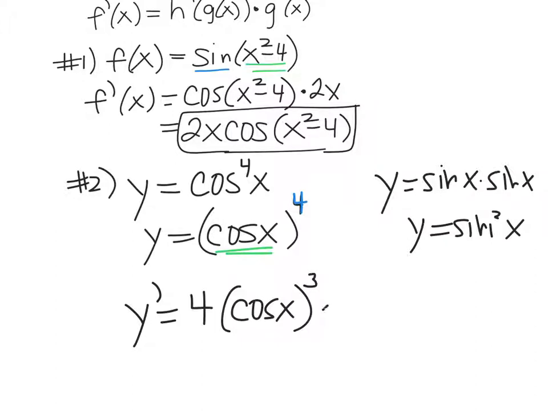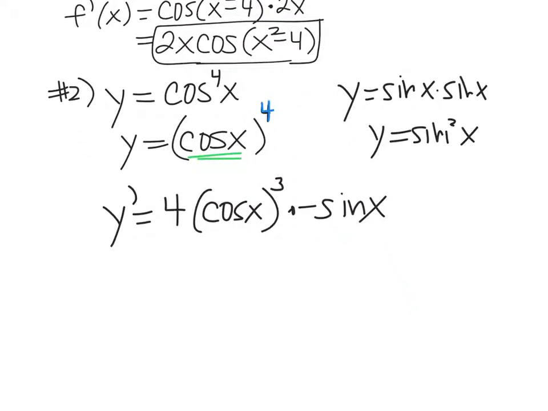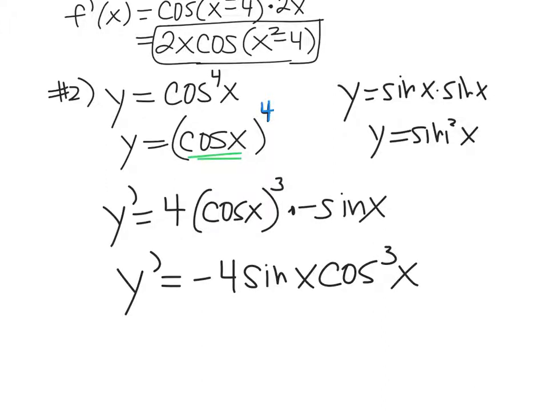And then times, so that's the derivative of the outer function, times the derivative of the inner function, which is negative sine x. Good. And that's it. So this is y prime equals negative 4 cosine cubed x sine x. And you can write this as cosine cubed x like that, or you can leave it as cosine x cubed.